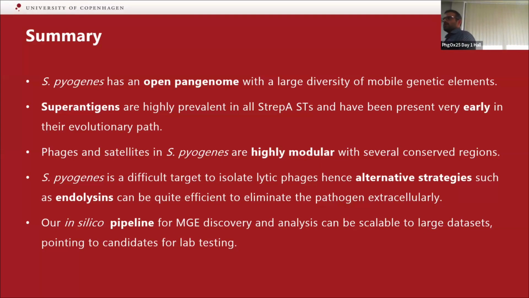Although Strep-A is a difficult target for lytic phages, we were still able to isolate some, which were temperate, but also come up with the alternative strategy of endolysins, which has shown relatively promising results for the future. And last but not least, our in silico pipeline for genetic element discovery and analysis is something that can be scaled from a smaller database to a larger database, and of course across different bacterial species.